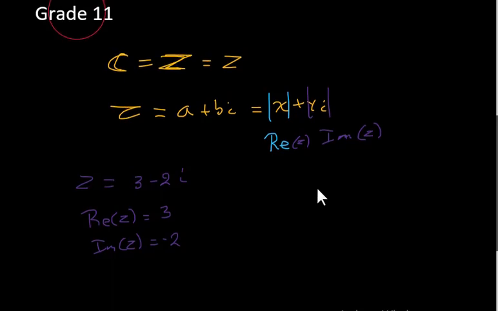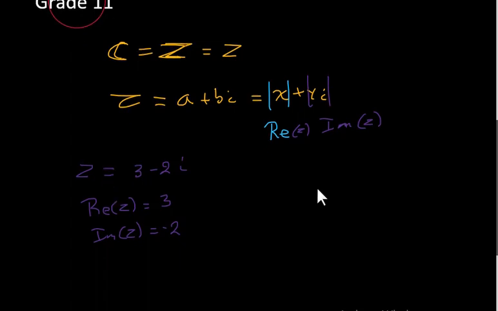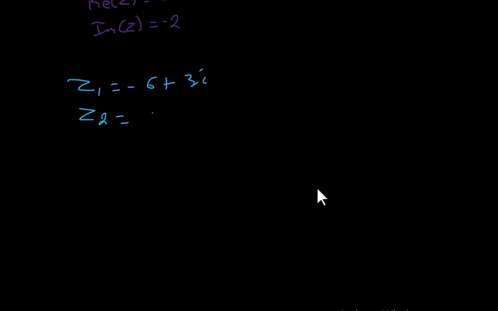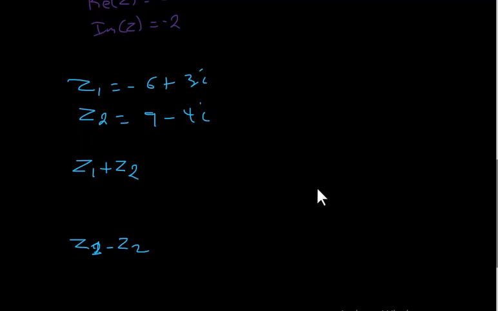So let's move on to the addition and subtraction of complex numbers. If I give you two complex numbers, let Z1 equal minus 6 plus 3i, and Z2 equal 9 minus 4i, I want you to find the sum and the difference of these two complex numbers, Z1 plus Z2 and Z1 minus Z2. Pause the video and try.